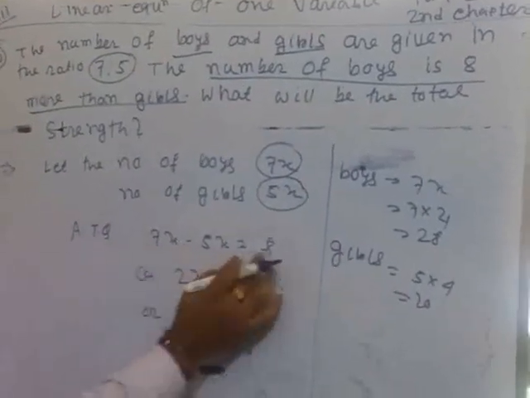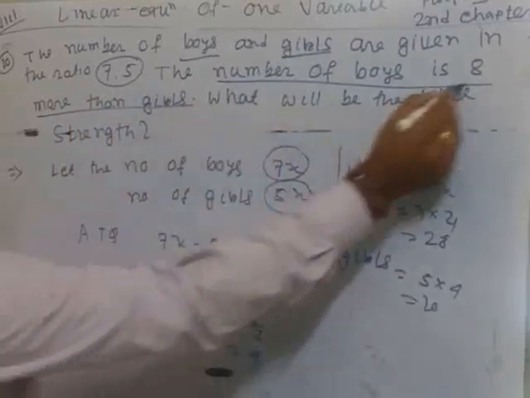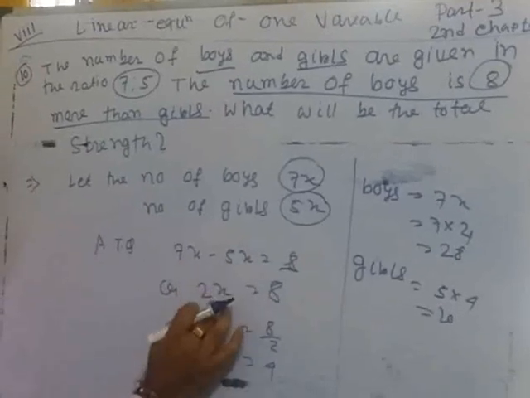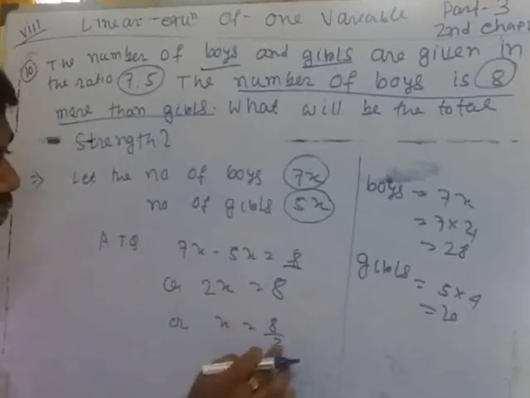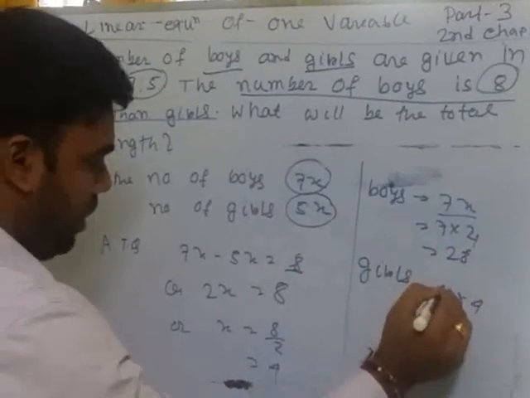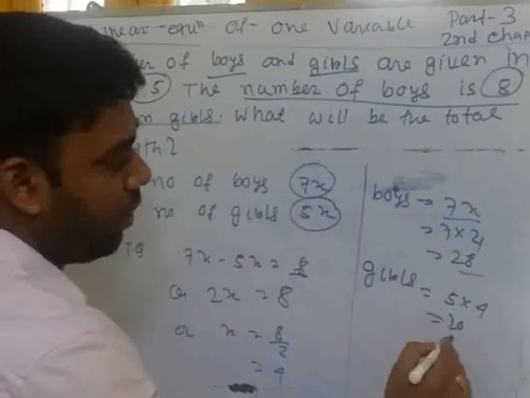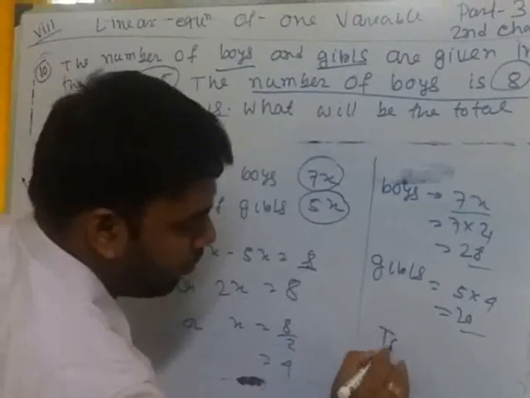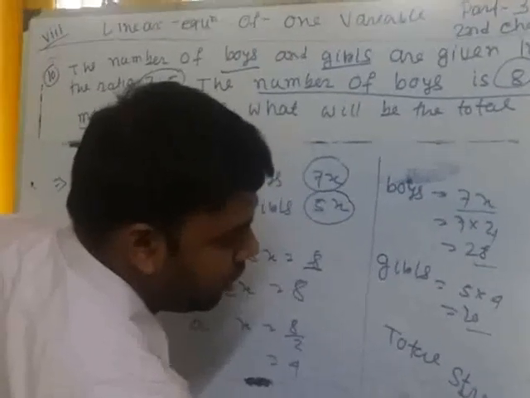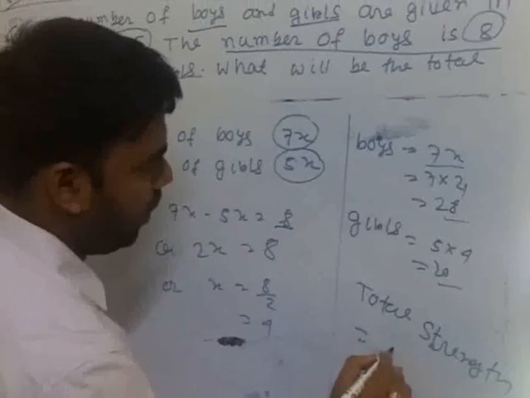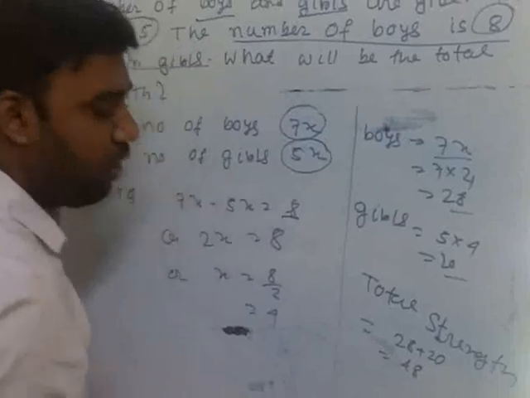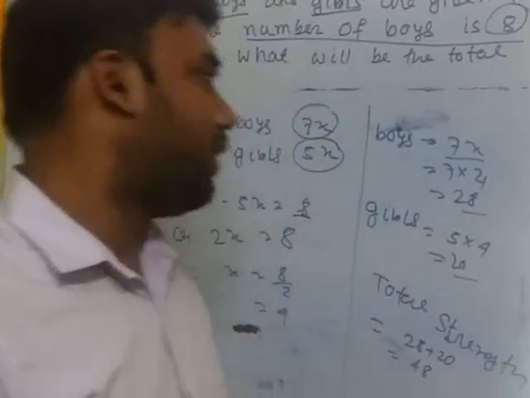According to the question, 7x minus 5x equals 8. 7x minus 5x, 2x equals 8. 2 is divided here, that is 4. So boys 7x, 7 into 4, that is 28, and girls 5 into 4, 20. So total strength equals 28 plus 20, that is 48. Total number of students of this class is 48.